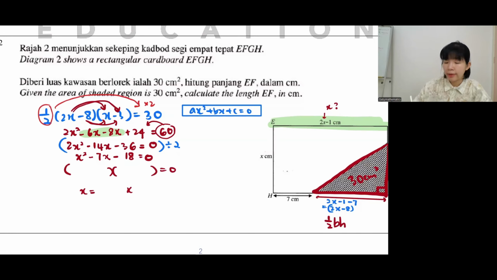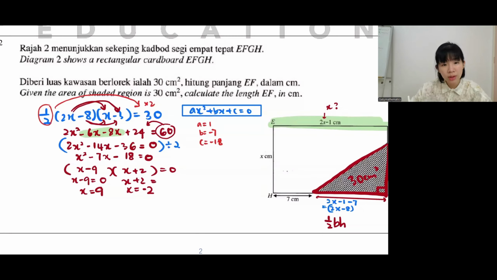So guys, what is your x1 and x2? Key in calculator, the ABC. A is 1, B is negative 7, C is negative 18. Make sure you key in the minus as well. A1, B negative 7, C negative 18. So x equals to 9. 9, correct. The other one is negative 2. So x minus 9. Make sure you flip the sign. So x minus 9 equals 0. The other one, x plus 2, so x plus 2 equals 0.